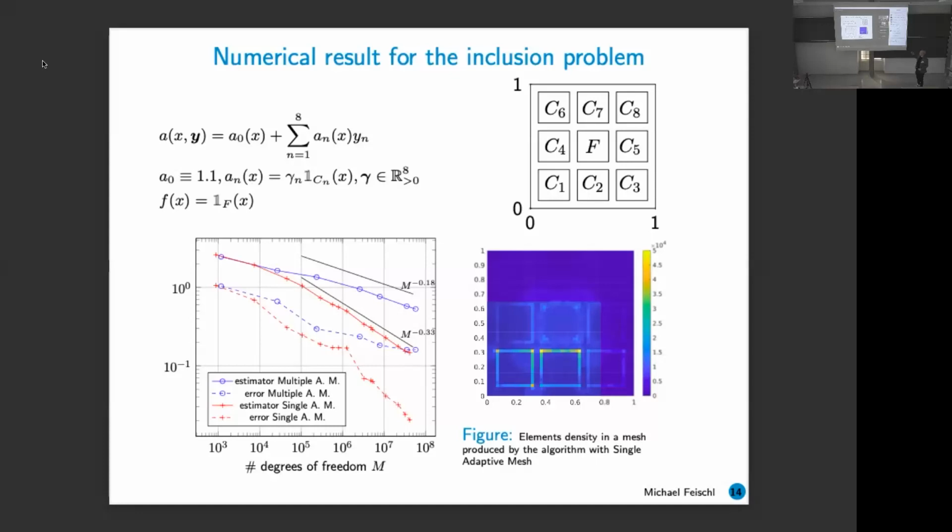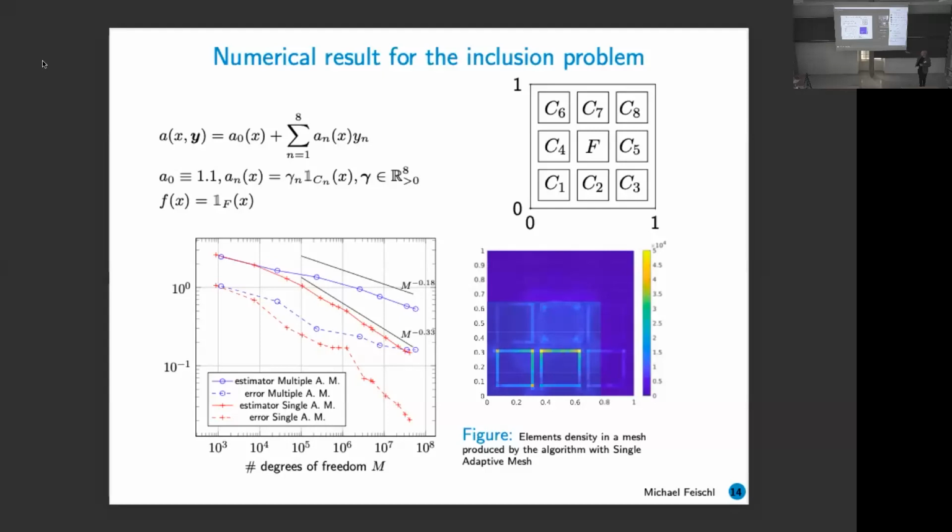And here you see the convergence rates. In blue, you see the multi-mesh algorithm, and in red, you see the single mesh adaptive algorithm. And it's actually quite interesting that the single mesh adaptive algorithm is much, much better than the multi-mesh adaptive algorithm. So even though you have more freedom in choosing different meshes for each collocation point, it seems to be much, much worse.